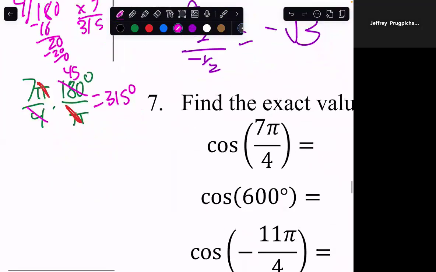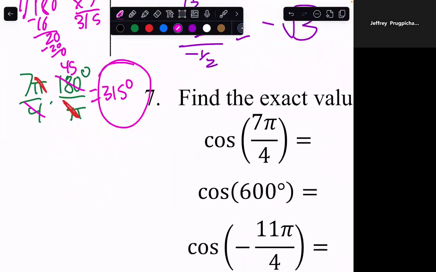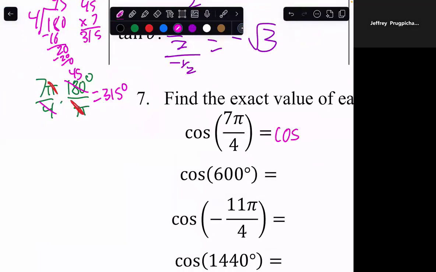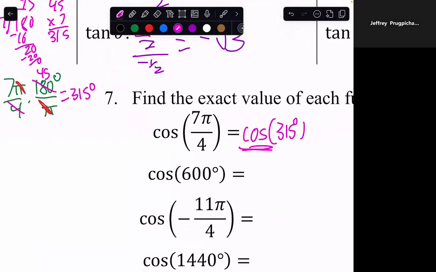Okay, so what happens every year is students do this part and then they forget the rest of the problem, right? They convert the angle to degrees, but they forget to actually do the trig function of it. So you can turn the radians to degrees first, sure, but then you still got to do, in this case, the cosine part.